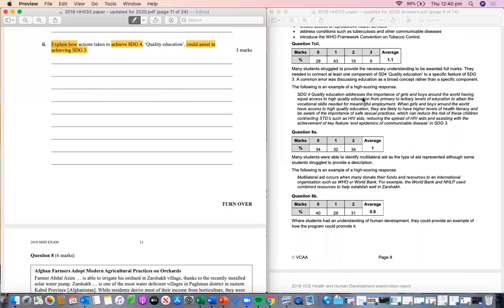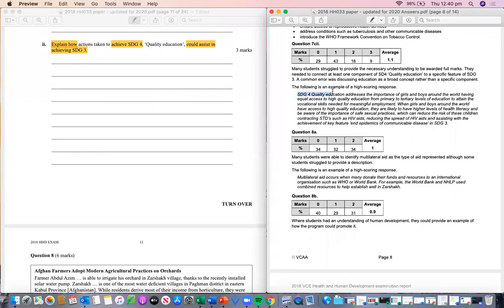Okay, so key things here, obviously. We've got your first point here about what impact quality education can have on boys and girls. We then link that to making sure that they can have high levels of health literacy and understanding the importance of safe sex practices, and includes an example of HIV. And then we've linked it to how it can impact SDG 3 by saying that reducing the spread of HIV/AIDS can assist in achieving the key feature of epidemics of communicable diseases.